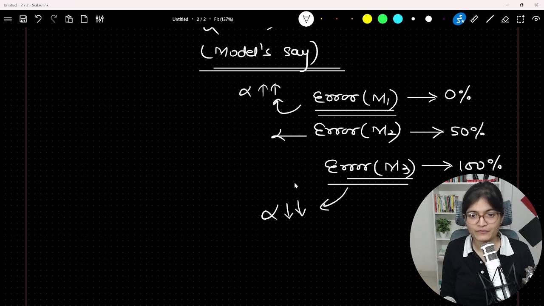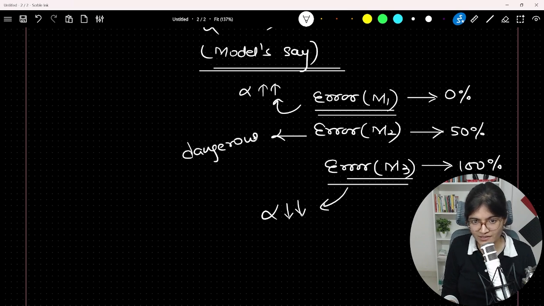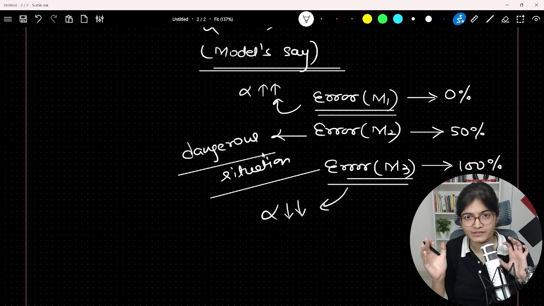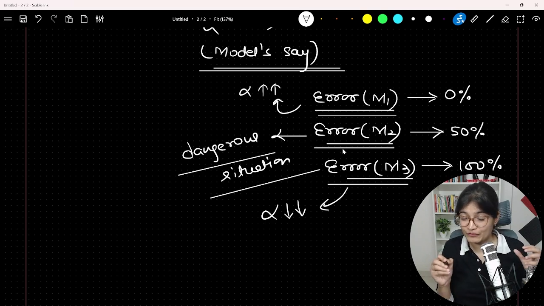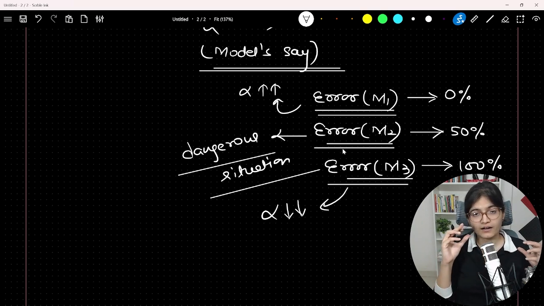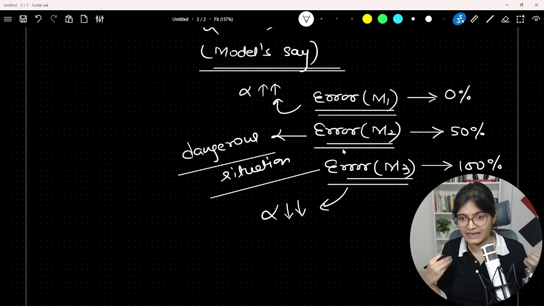And when the error is 50%, this is a very dangerous situation for my model. When the error is 100%, if I do 1 minus this error term, I will be able to get the alpha. But when it is 50%, it means 50% of the time the model is giving me the correct result and 50% of the time the wrong result. It's a very impure result that we are getting, right?